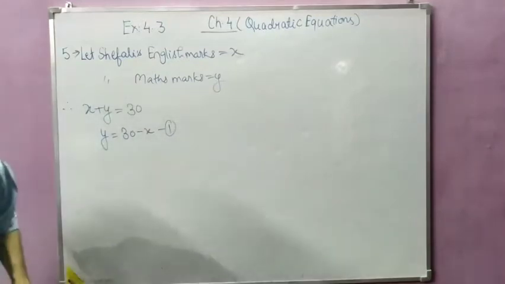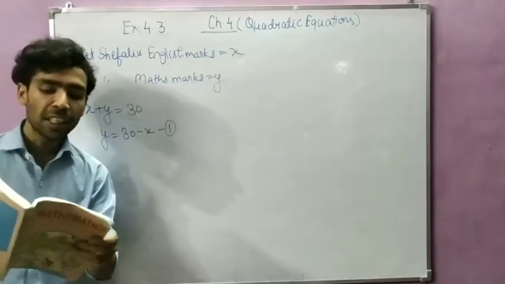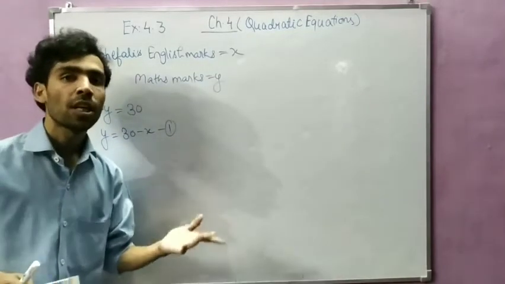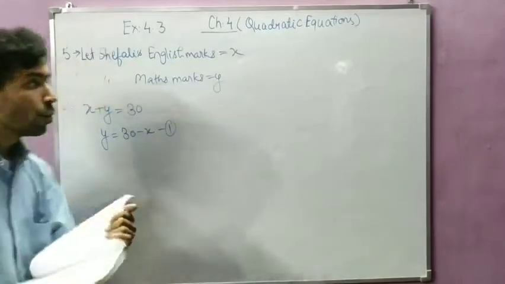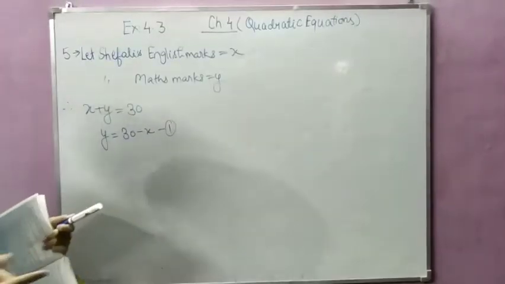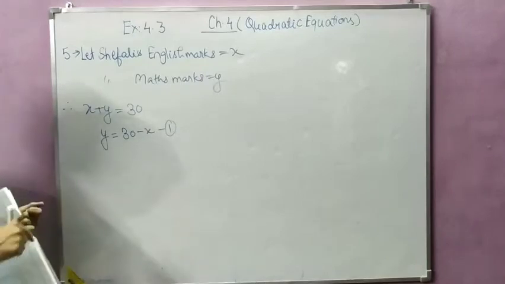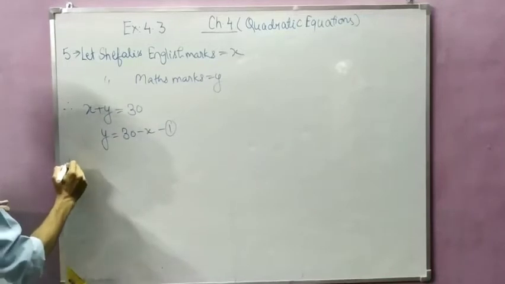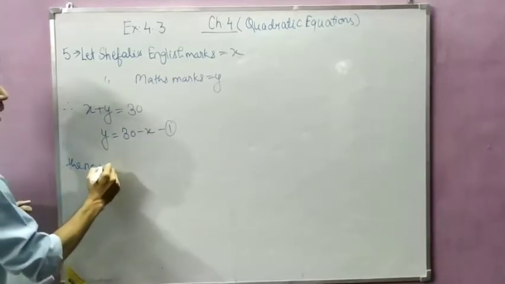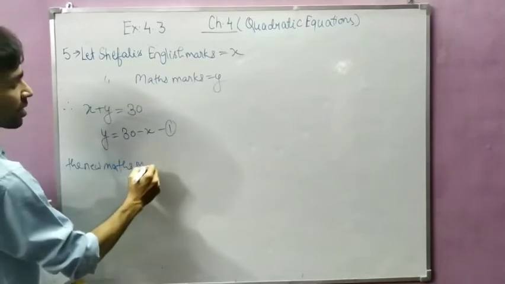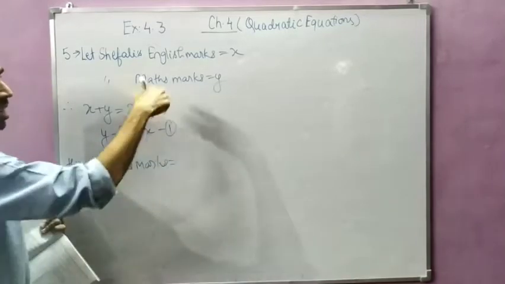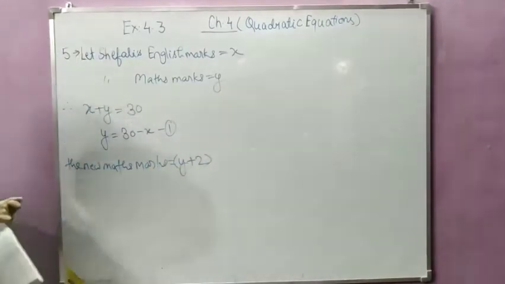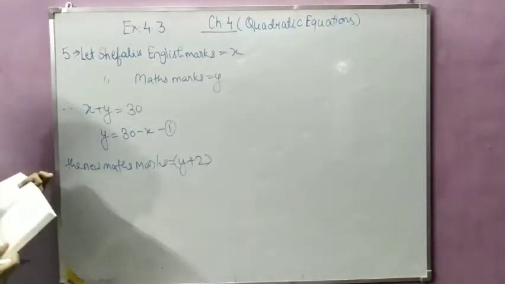Now what question is saying, had she got 2 marks more in mathematics. Had she got means if she had got 2 marks more in maths. So had she got 2 marks more in mathematics, what will be the marks of maths? So the new maths marks become, earlier was Y, now she is getting Y plus 2. And 3 less marks in English.